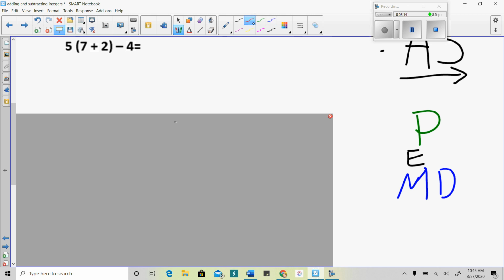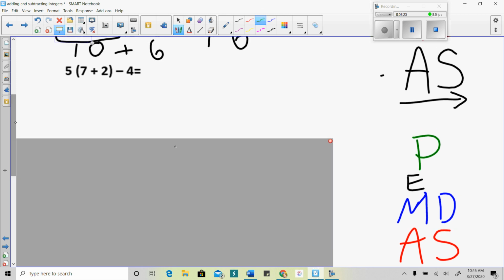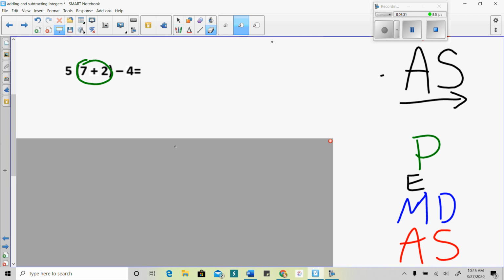And then I'm going to add or subtract. So you keep using the same colors you were using. Okay, so do I have any parentheses? Yes, I do. So I'm going to circle it. Let me clean this up a little bit. There we go. Okay, so I do have parentheses, so that's going to be step 1.